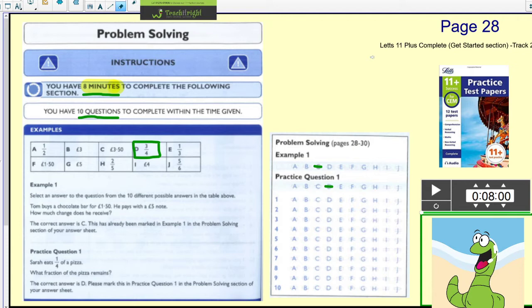So I just play it now. Here she comes. You may now begin this section.